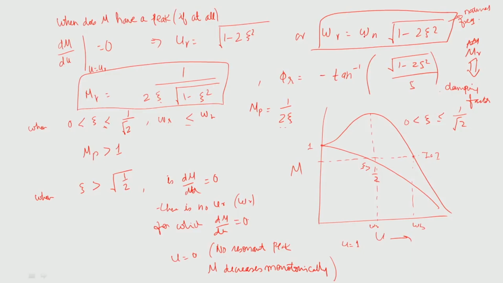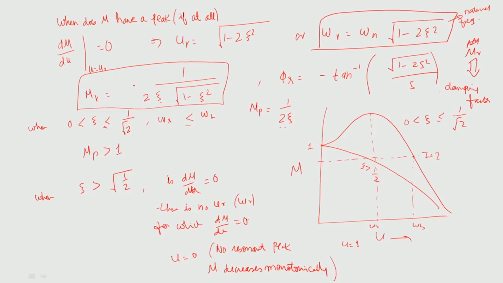And if you remember, these were essentially the two things which were defining all the time domain specifications, zeta and omega n. And therefore, there is a nice correlation between what was observed in the time domain and what is now observed in the frequency domain.